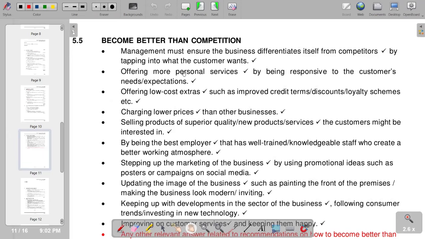So of course, on the next second part, offering more personal services by being responsive to the customer's needs or expectations. Also offering low cost extras such as improved credit terms or discounts or loyalty schemes, etc. Charging lower prices than other businesses. So these are the points that we have, and further points we also have.